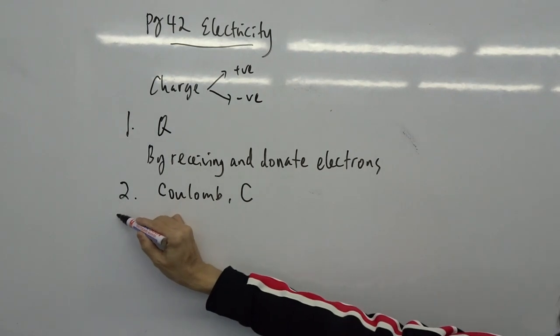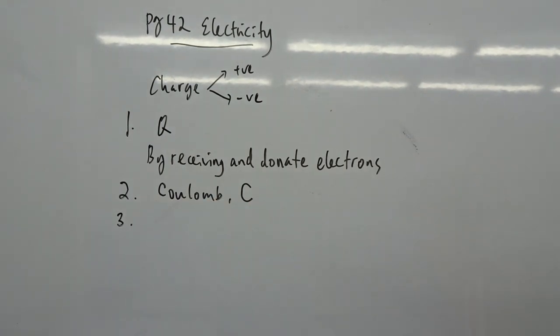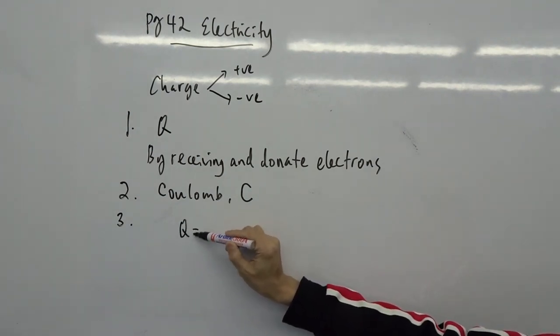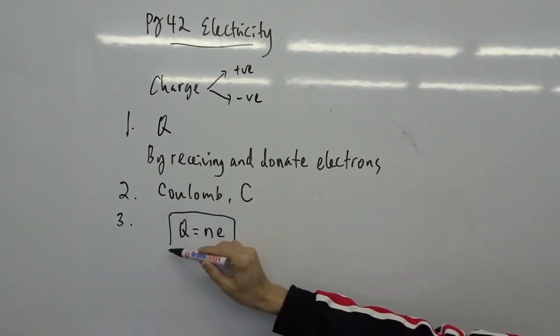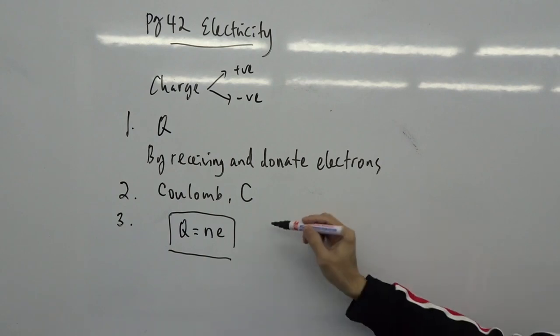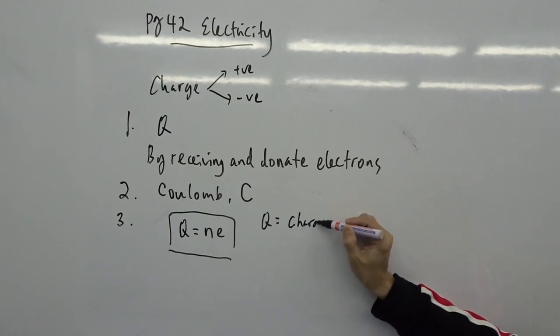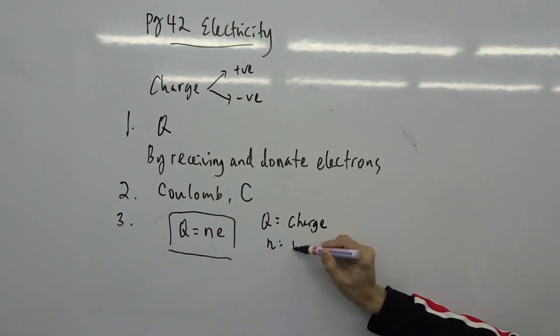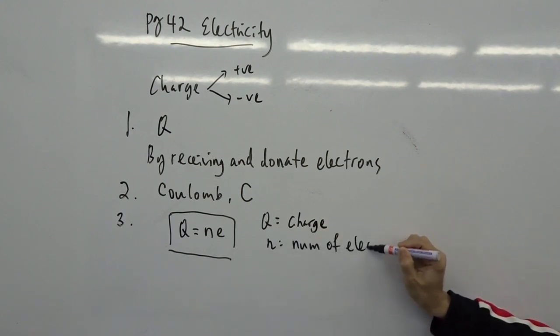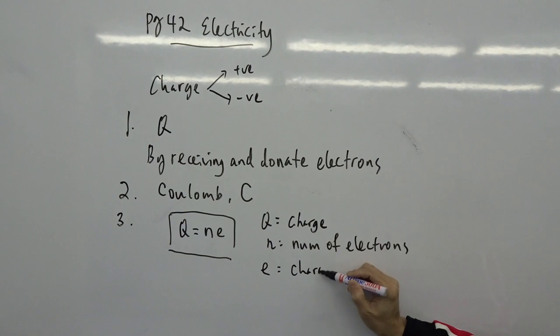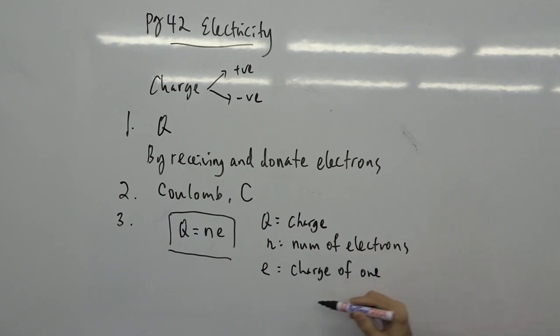OK，然后第三开始 formula，你们抄在这个第三的 right hand side 那一边，有位置。So 它的第一个 formula 是 Q equal to NE. OK，Q equal to NE. Q is stand for electric charge or charge. N is number of electrons. 然后 E is charge of one electron. Charge of one electron.